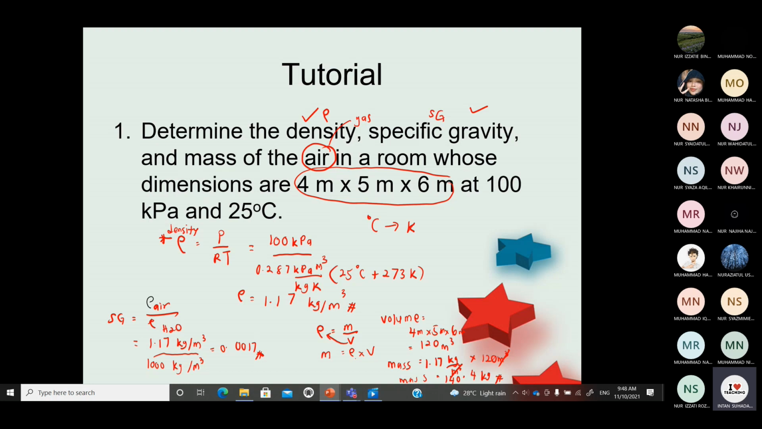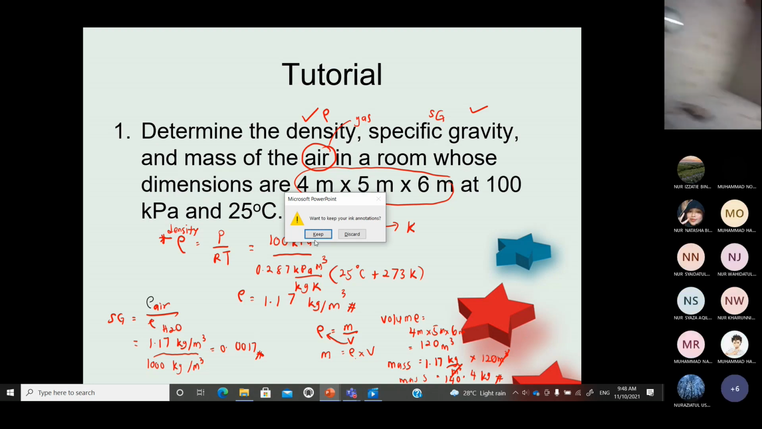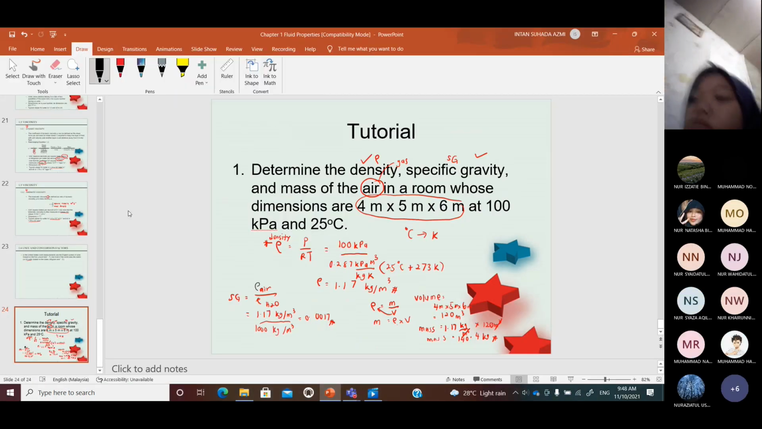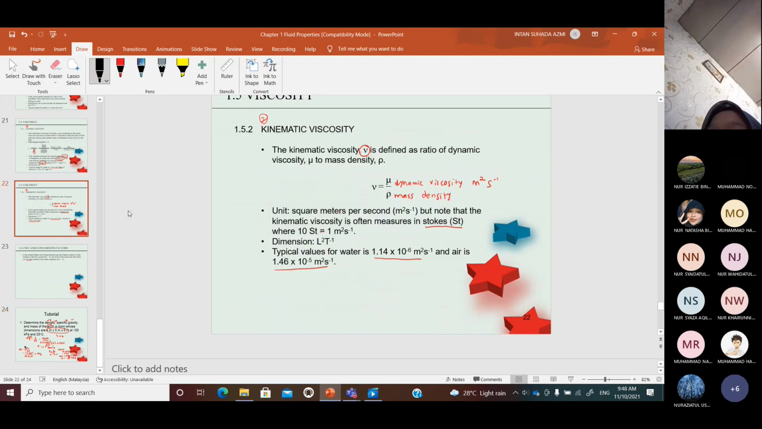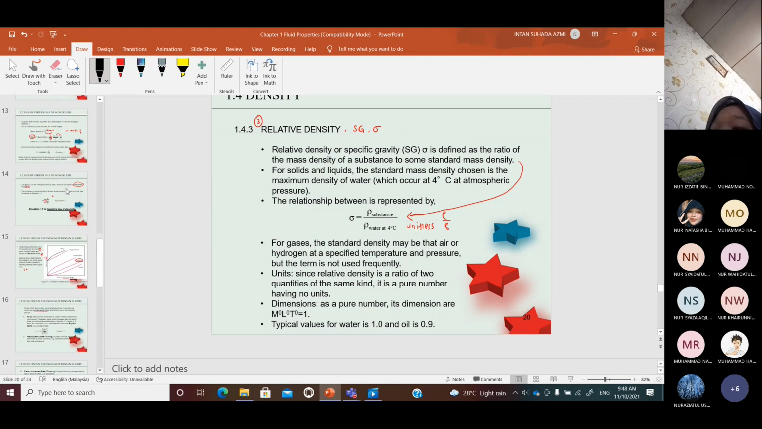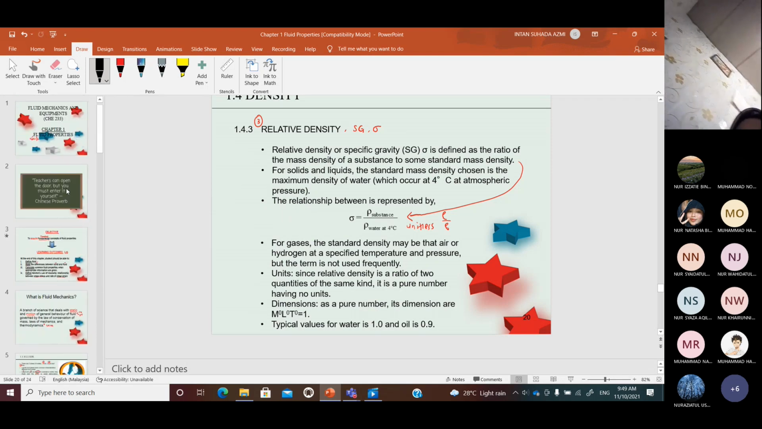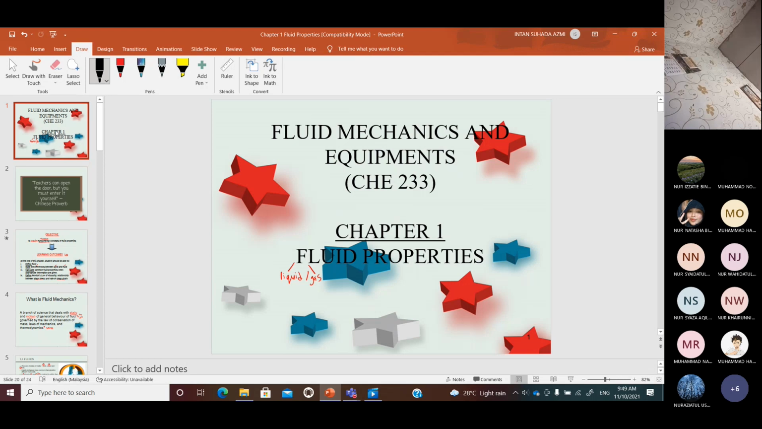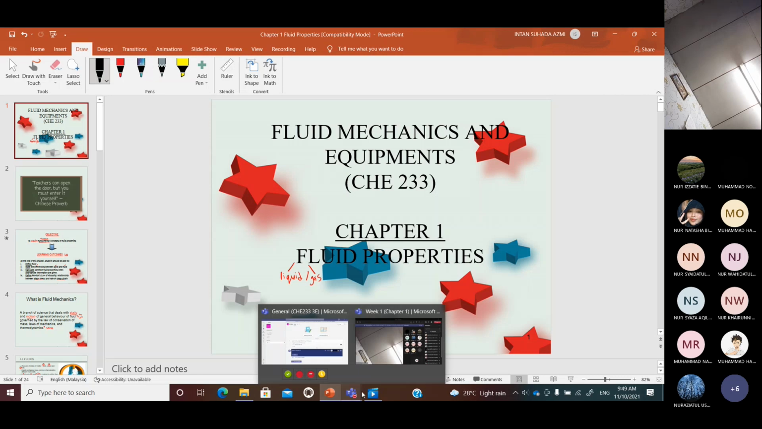So that's all for chapter 1. You learned about viscosity, density, the concept of shear stress and shear strain. Maybe you still have to do the revision, maybe you are quite confused, because the first time you learn something new, you cannot absorb it all. That's the function of revision. You have to look back.